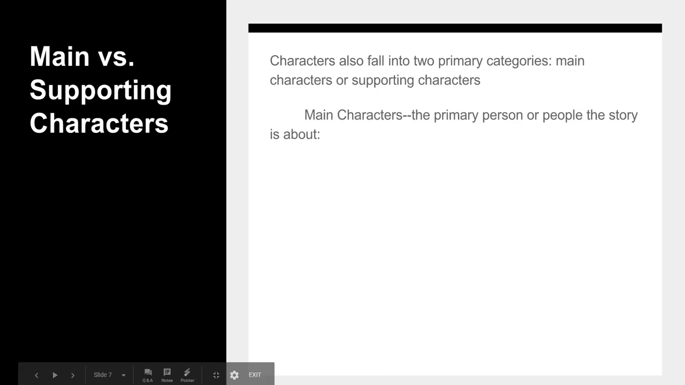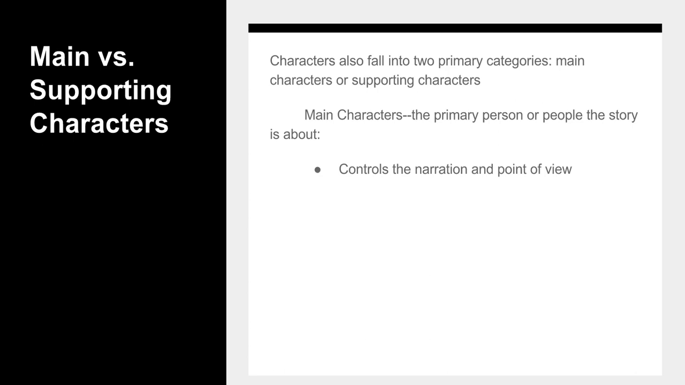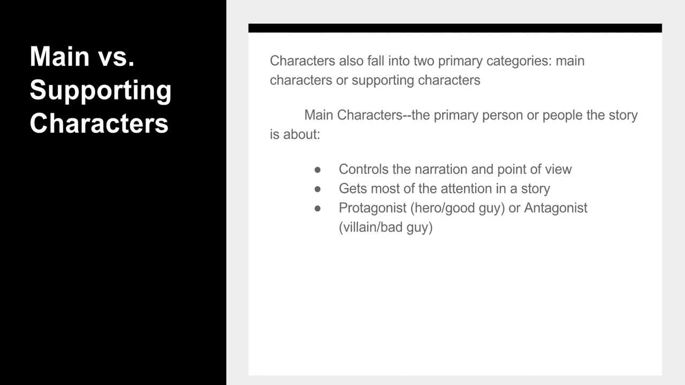Main characters are the primary person or group in the story that the story is all about. They control the narration and the point of view of the story. They get most of the attention in the story, and they make up our protagonists and our antagonists, which basically is our good guy versus our bad guy. Your protagonist is almost always your main character, and they're a good guy. The antagonist usually is an important character in the book, but they don't usually get to be the narrating point of view.